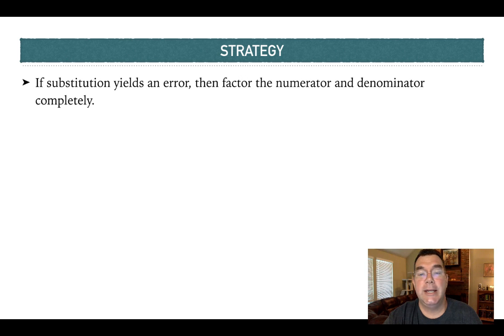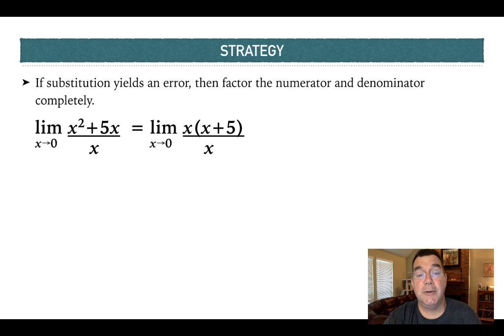All right, so here's a second strategy that you can use. If you can't substitute the x value into the function, then maybe what you can do is factor the numerator and the denominator completely to see if any of the factors cancel out. So in the case that we were just looking at, we're taking the limit as x approaches 0 of x squared plus 5x all over x. The numerator can be factored to give you x times x plus 5, and what that does is it allows me to cross out the x on top and on the bottom.